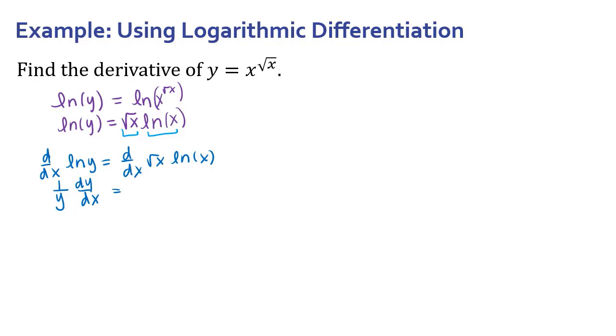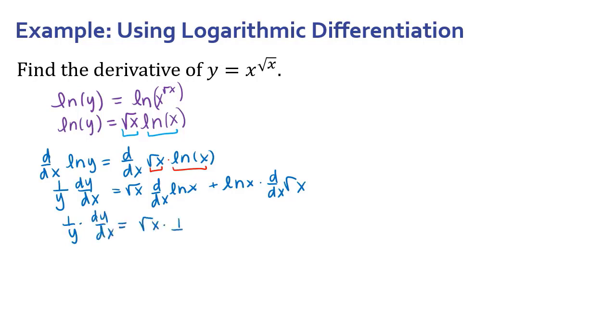Okay, to find the derivative of this, I've got two functions that are getting multiplied together. So we're going to use the product rule. So that's going to be the square root of x times the derivative of the natural log of x plus the natural log of x times the derivative of the square root of x. All right, so this becomes 1 over y times dy dx equals the square root of x times 1 over x, since the derivative of the natural log is 1 over x, plus the natural log of x times the derivative of the square root of x. The derivative of the square root of x is 1 over 2 root x.